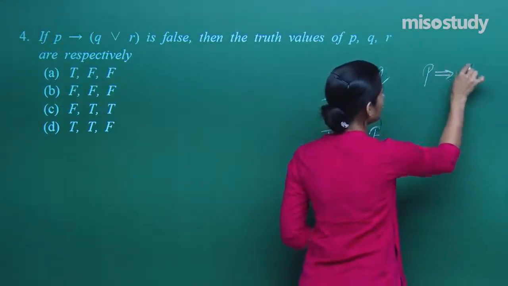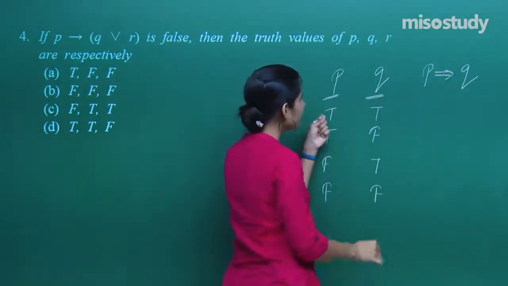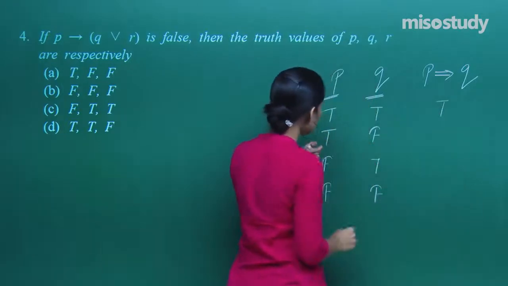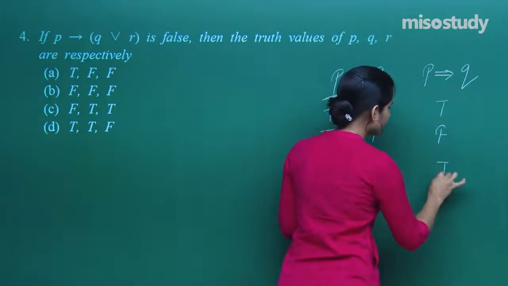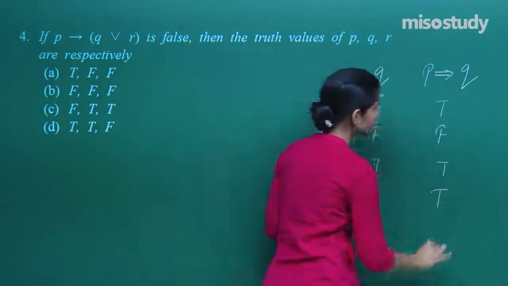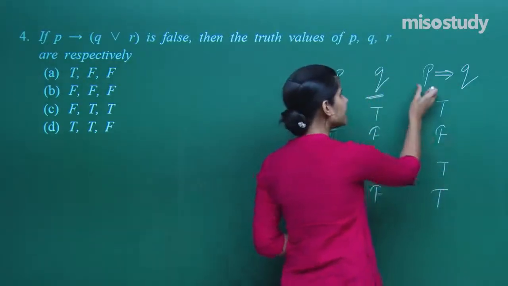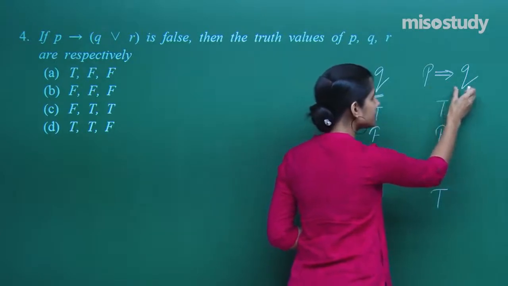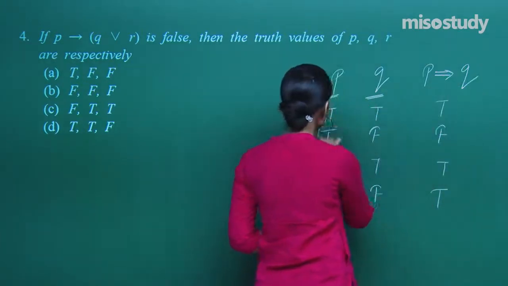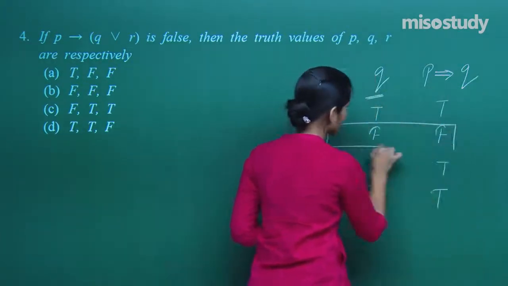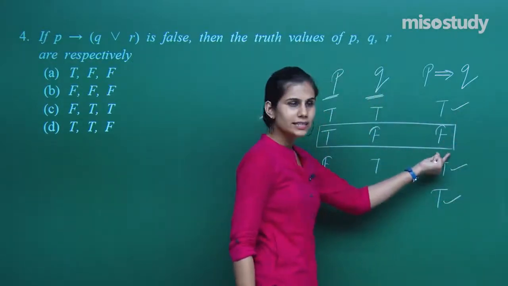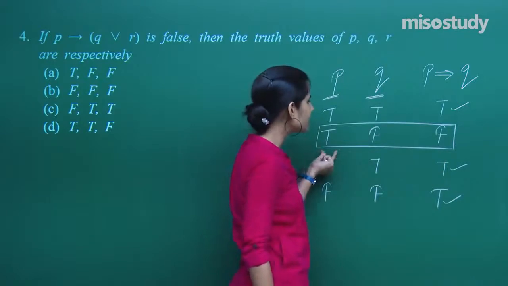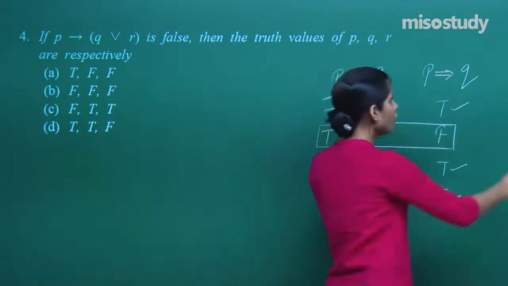If I talk about P implies Q: when P is true, Q is true, true. When P is true, Q cannot be false. When P is false, Q can be true. When P is false, Q is false, true. You are getting that the first statement implies the other statement is false only in one scenario; otherwise, every time it's true. It's false only when the first statement is true and the second statement is false.